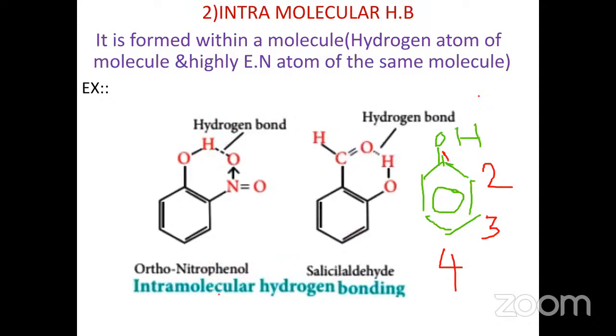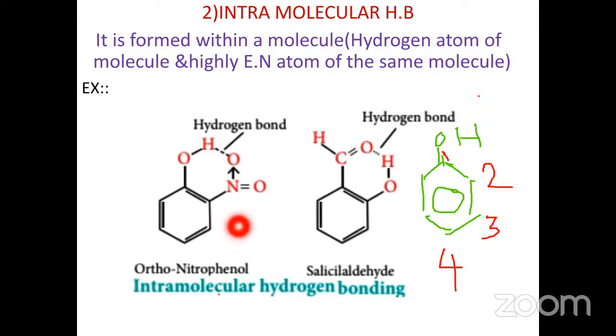Next goes to intramolecular hydrogen bond. It is formed within a molecule. That means it is formed between a hydrogen atom of a molecule and a highly electronegative atom of the same molecule. So that is called intramolecular hydrogen bond.